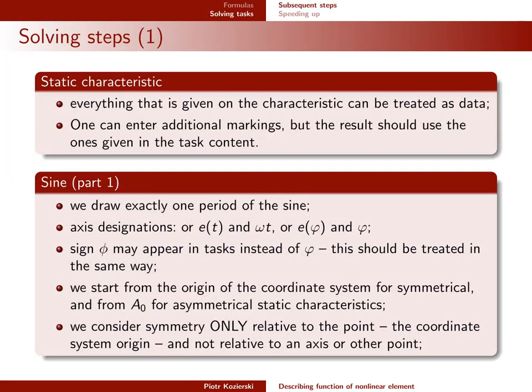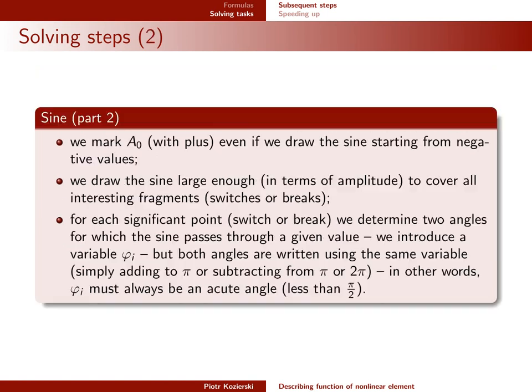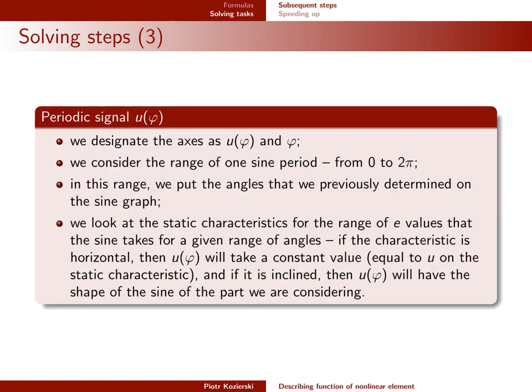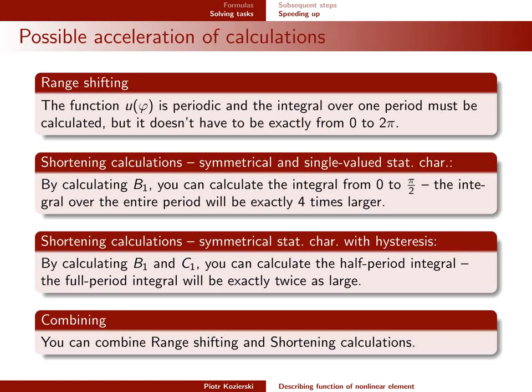The next three slides describe how to determine the function u of phi. I won't go into much detail about it now, because it's much easier to understand with specific examples. However, please remember that the result should only contain variables from the task content. If an additional variable is introduced for convenience, it should be expressed at the end using the symbols given in the task content. In certain situations, the performed calculations can be accelerated.